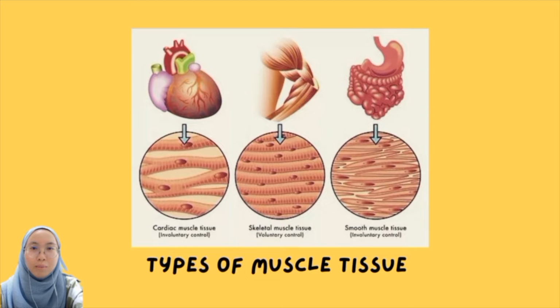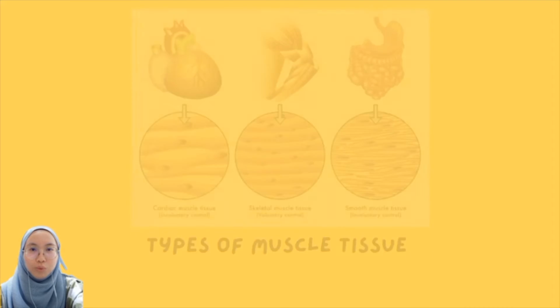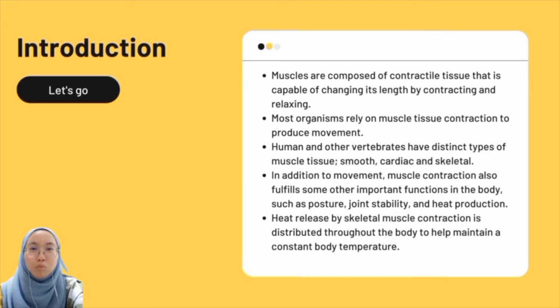Humans and other vertebrates have distinct types of muscle tissue, which are smooth muscle tissue, cardiac muscle tissue, and skeletal muscle tissue. In addition to movement, muscle contraction also fulfills some other important functions in the body, such as joint stability, heat production, and posture. Heat released by skeletal muscle contraction is distributed throughout the body to help maintain a constant body temperature.